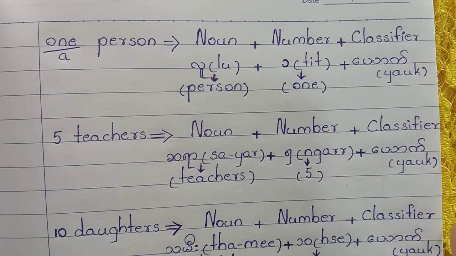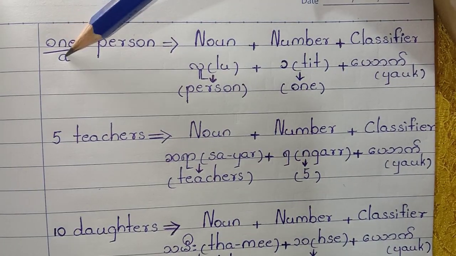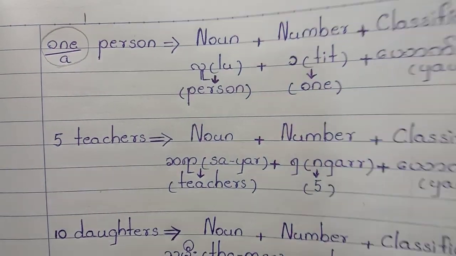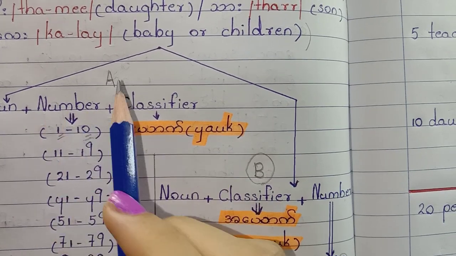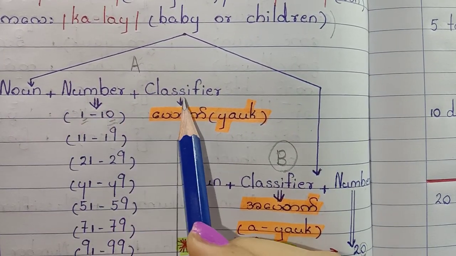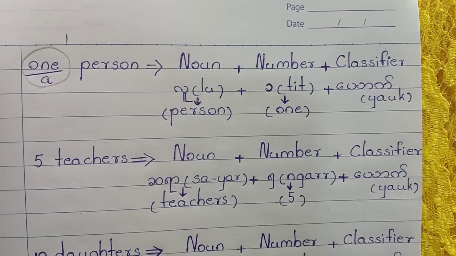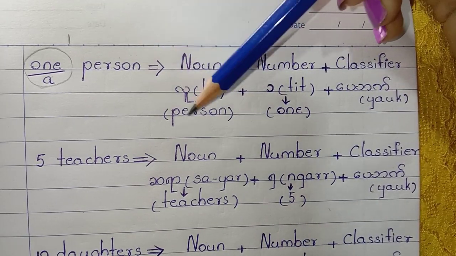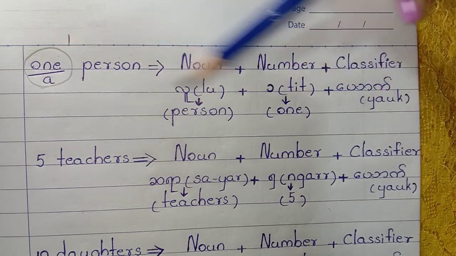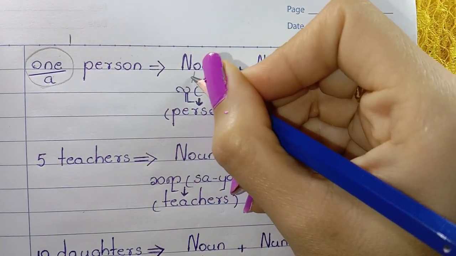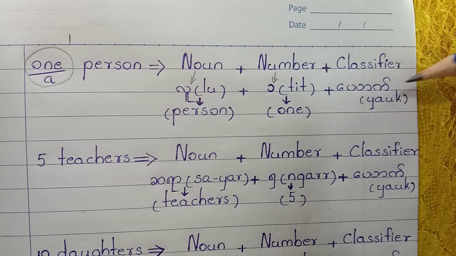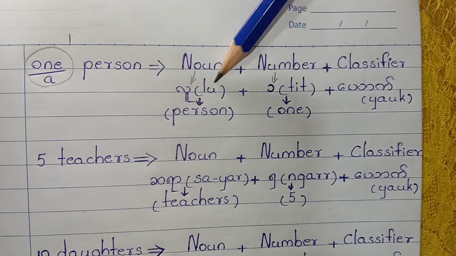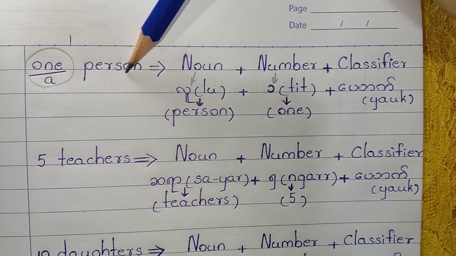Exercise for the sha classifier. One person or a person. Please look at this number. The number is one, right? That's why we have to choose part A, noun plus number plus classifier. Lu is person, noun. De is one, the number. The classifier is sha. So lu de sha. That means one person or a person.